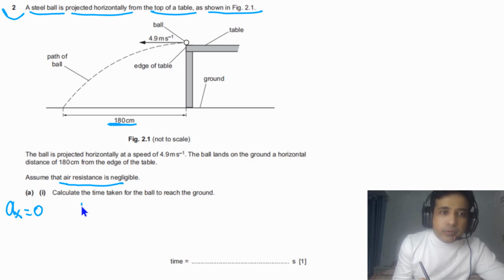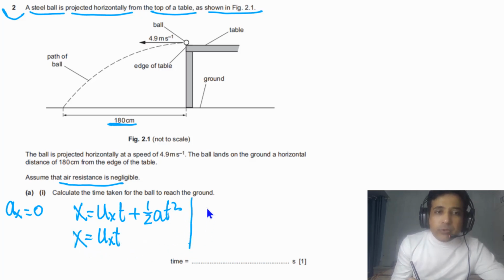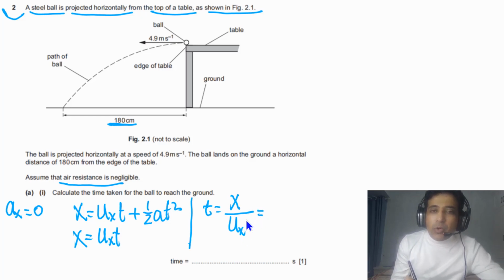So simply we can say horizontal displacement x is equal to u_x times time plus 1/2 a t square. But in this case a_x is equal to 0, so it simply means that horizontal displacement is simply equal to u_x t. We need to calculate t for this question. So t is equal to x, horizontal displacement, divided by u_x, meaning the initial horizontal velocity.